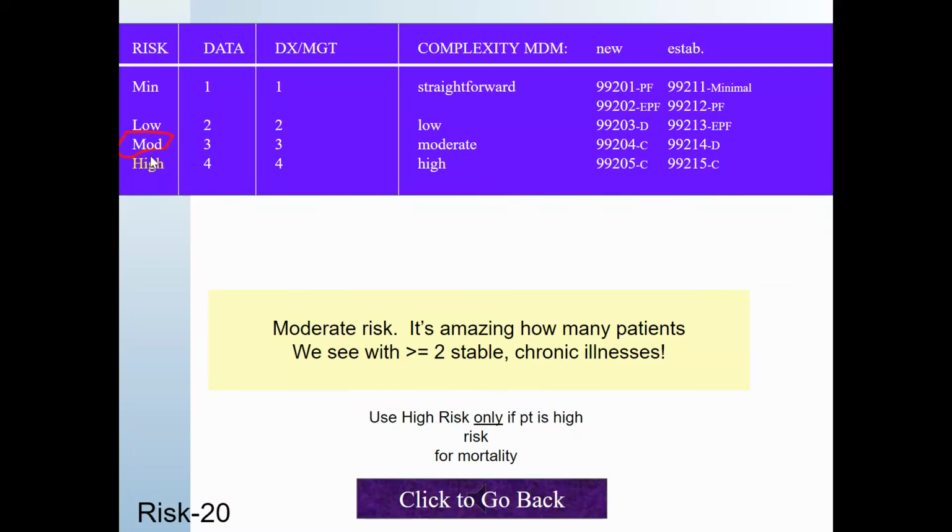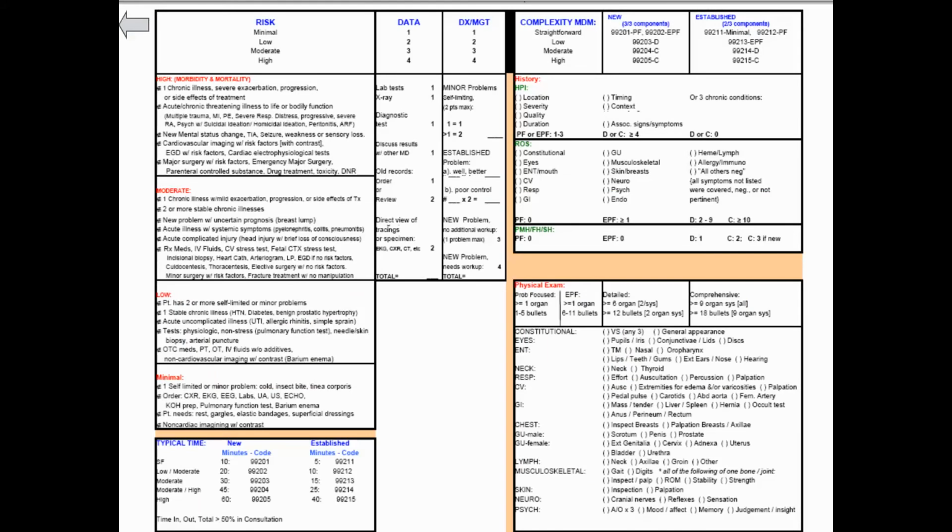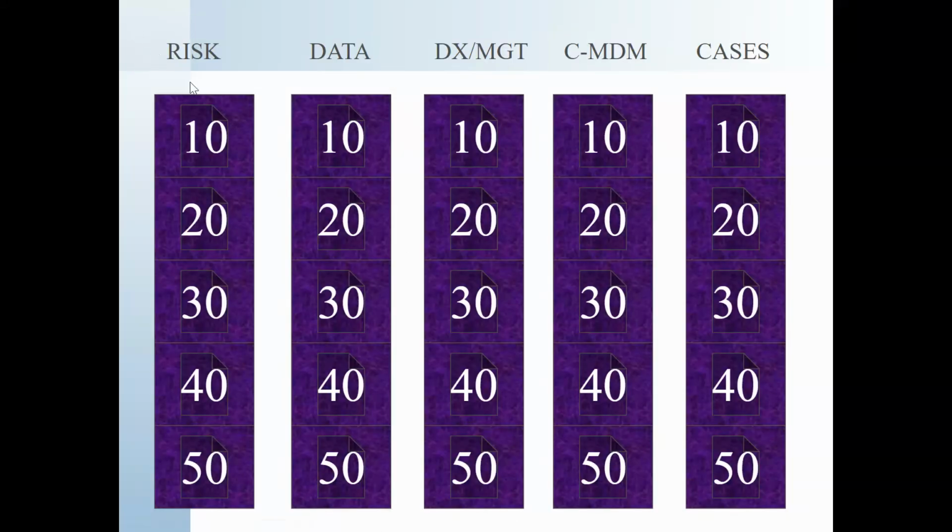Well, again, this is an example of moderate risk. So let's take a minute and look at your worksheet. Look where it says risk, look at moderate, 2 or more stable chronic illnesses. Again, think how many patients you see who have 2 or more stable chronic illnesses. It's almost like chronic care 101 for primary doctors. Everybody seems to be on prescription medicines, and everybody seems to have 2 or more stable chronic illnesses. So again, another super easy rule for you to follow.